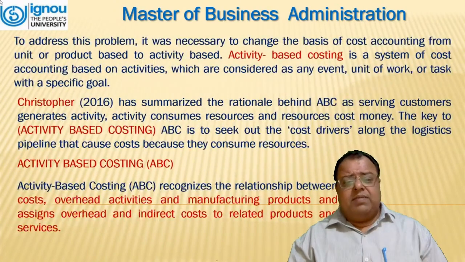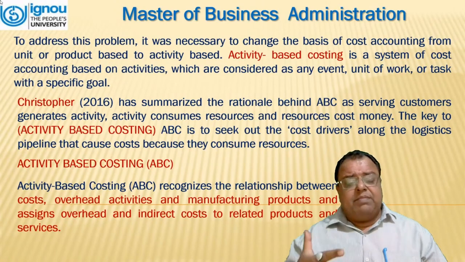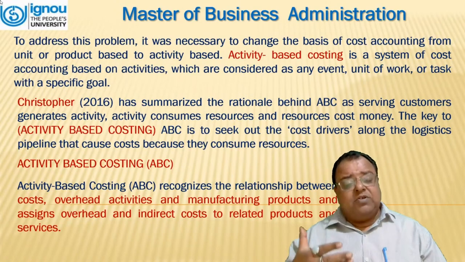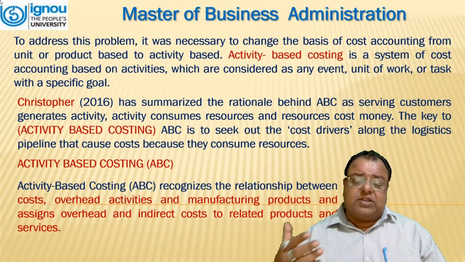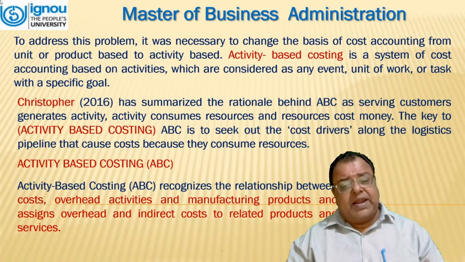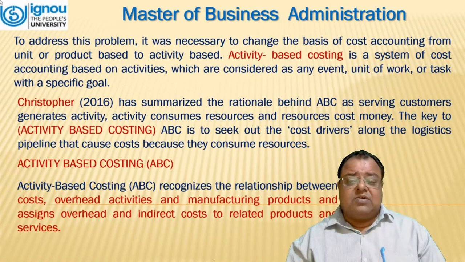To address this problem, it was necessary to change the basis of accounting from unit or product based to activity based. Activity based costing is a system of cost accounting based on activities, which are considered as an event, unit of work, or task with a specific goal. Christopher again has summarized the rationale behind ABC as serving customers generates activity, activity consumes resources, and resources cost money.